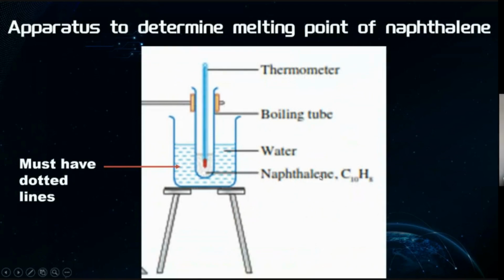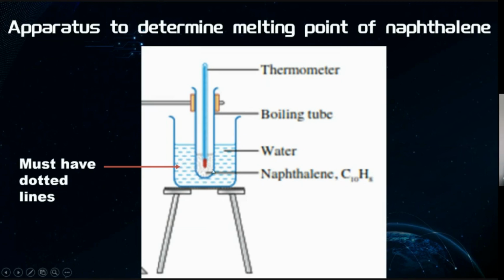Now this is an apparatus to determine the melting point of naphthalene. For any solution, remember, you must have the dotted line. No dotted line, minus 1 mark. Normally there are 2 marks for the diagram, so no dotted line will be minus 1 mark.